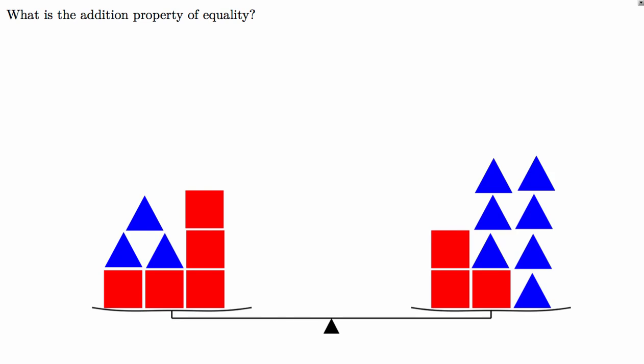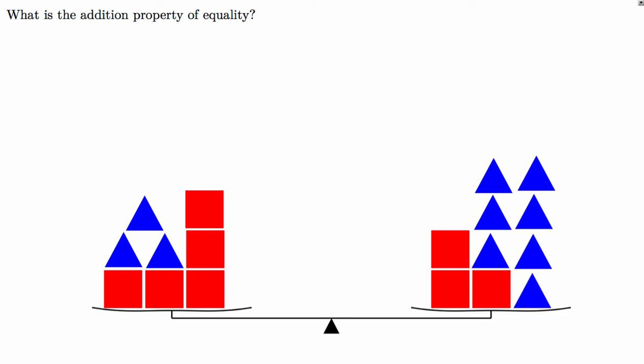So here we have a mixture of triangles and squares on both sides of the scale. What we're told is that whatever the number of squares and triangles on both sides, we know that the scale is actually balanced. The idea with the addition property of equality is that it allows us to remove the same value or add the same value to both sides of the scale, maintaining the equilibrium.